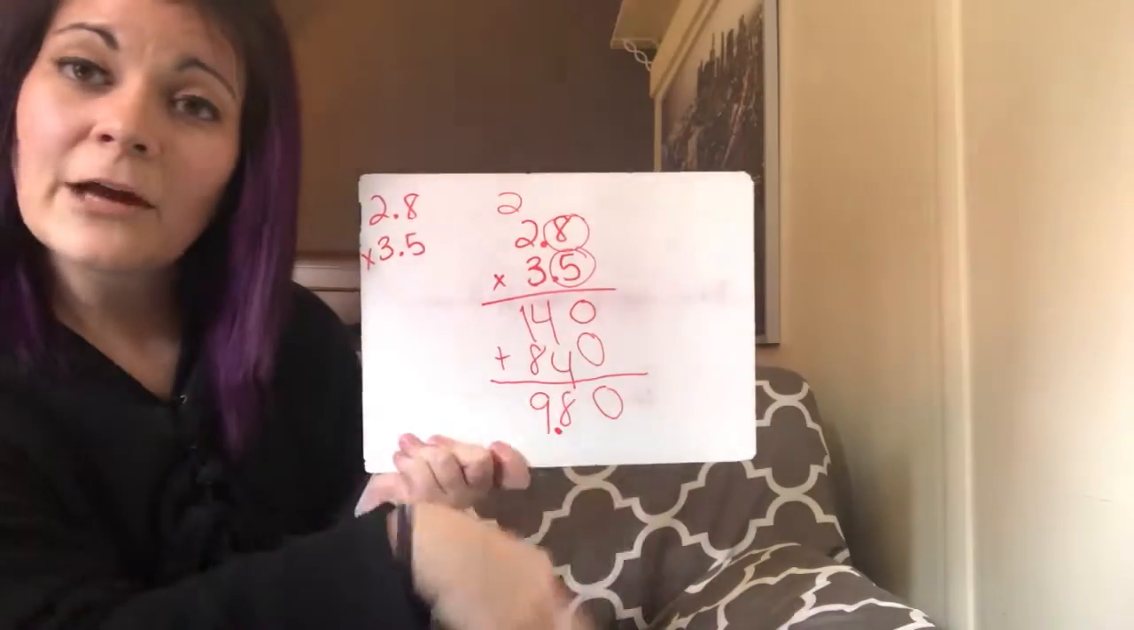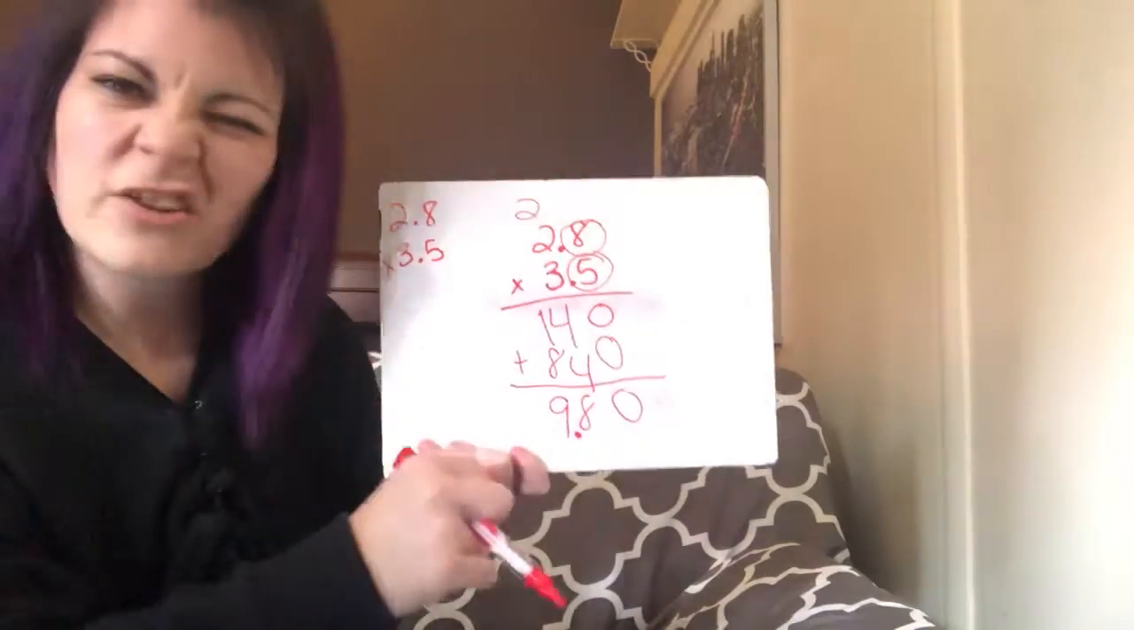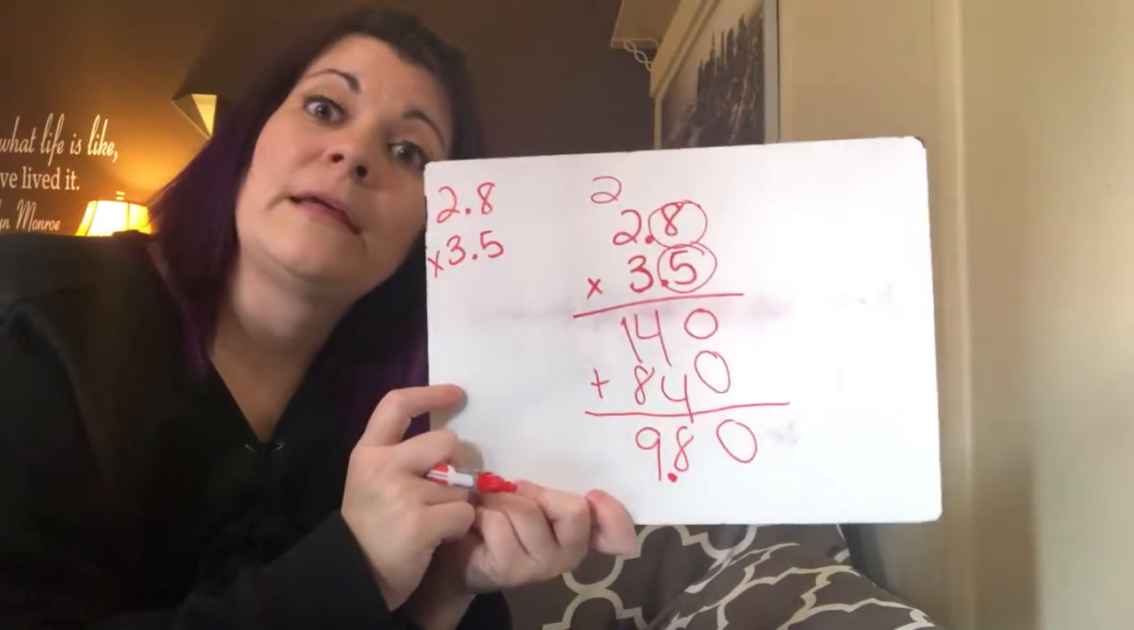Okay, that is how you multiply decimals. I think the traditional way is probably going to be the easiest for you.